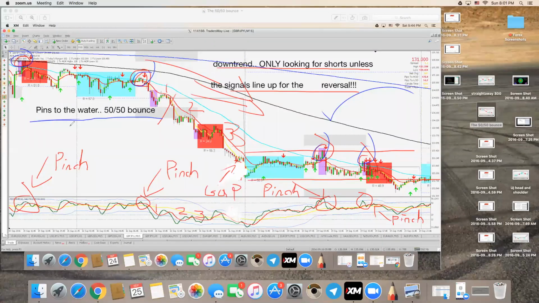All right, let me change the color. Pink, perfect. So let's start off right here. Out of the box, we expect the false move at the beginning of the session. It's called the 50-50 bounce because it bounces off the water. It closes in a little hammer and then you get in. Technically, that will be your entry.